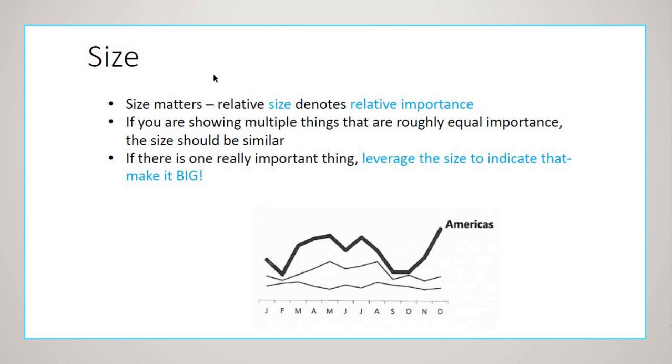Okay, and the last one is size matters. Relative size denotes relative importance. Contohnya bila you nak highlight sesuatu yang penting, you boleh buat bold. Okay, trend yang you nak highlight, nak emphasize pada target audience, you make it bold. If you are showing multiple things that are roughly equal importance, the size should be similar. So if there is one really important thing, put it in bold. Leverage the size to indicate that, make it big. Okay.